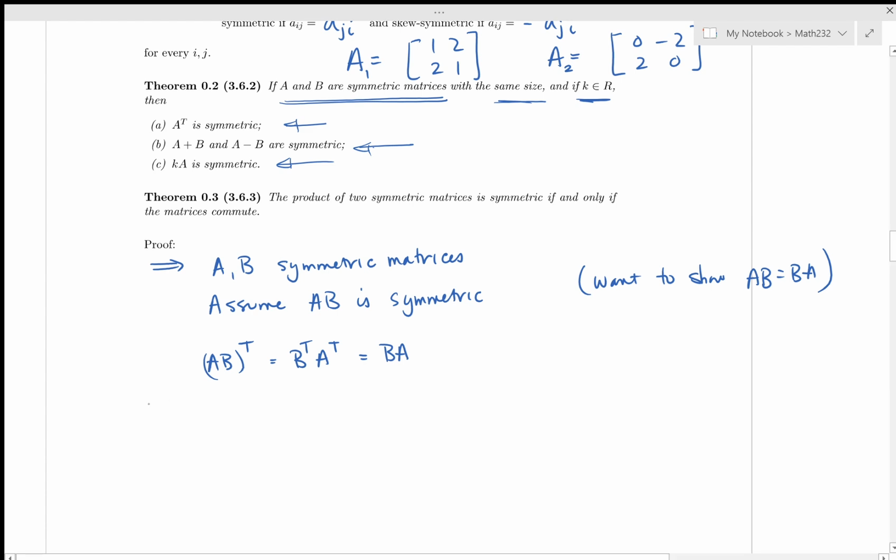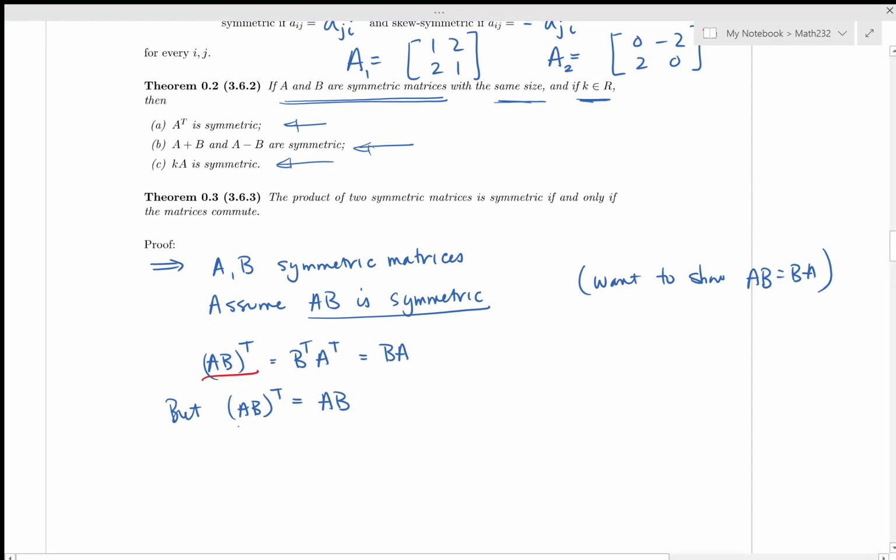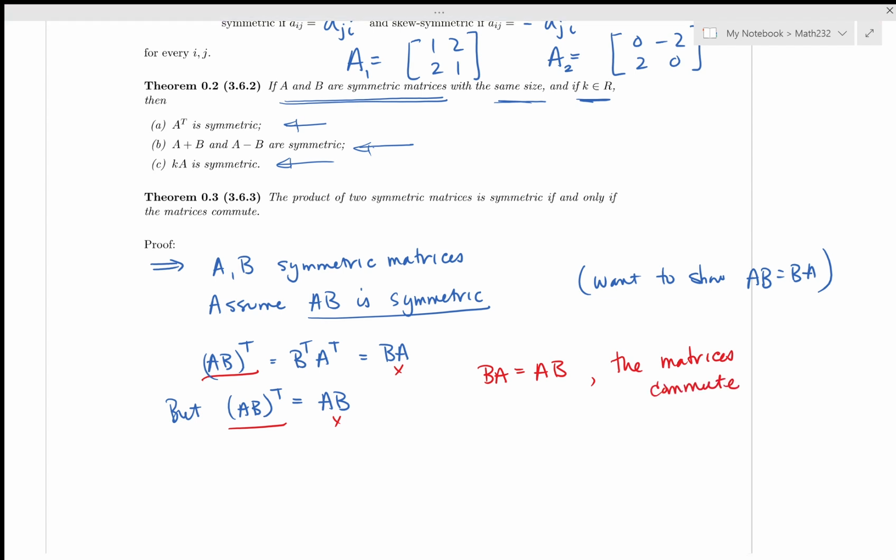But we also have that AB transpose is equal to AB. Why? Because AB is symmetric. So now on the left side we have AB transpose and AB transpose, and those are equal. That means the things on the right side have to be equal. And we have that BA is equal to AB, and the matrices commute. All right, so that's one direction.